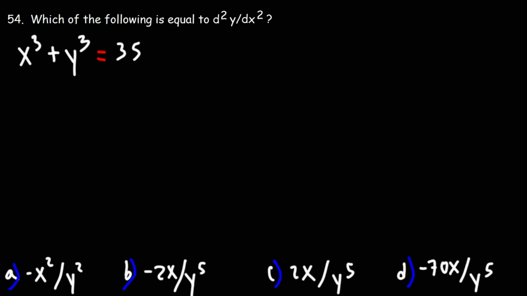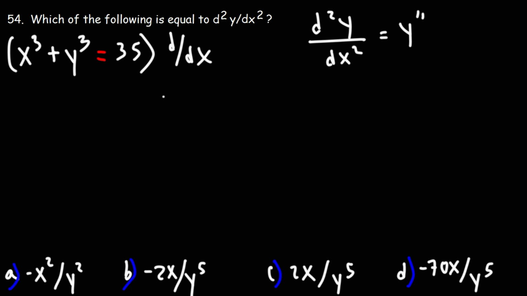Number 54. Which of the following is equal to d squared y over dx squared? So this represents the second derivative of y with respect to x. That's what we need to find. So we've got to find it using implicit differentiation. So let's differentiate this equation with respect to x.